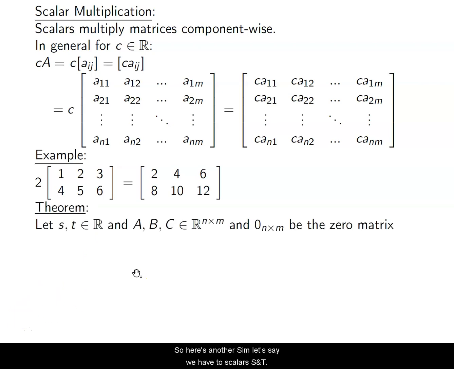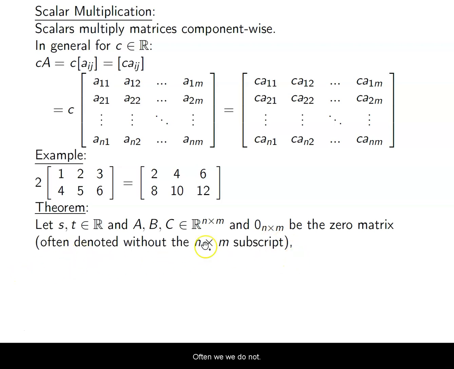So here's another theorem. Let's say we have two scalars, S and T, and we have three matrices that are all n by m. So all three of these matrices have n rows and m columns. Okay, and let this be the zero matrix. So the zero matrix is the matrix made completely of zeros. There are no other entries except for zeros. And this subscript here is telling you that the zero matrix is also n by m. It has n rows and m columns.